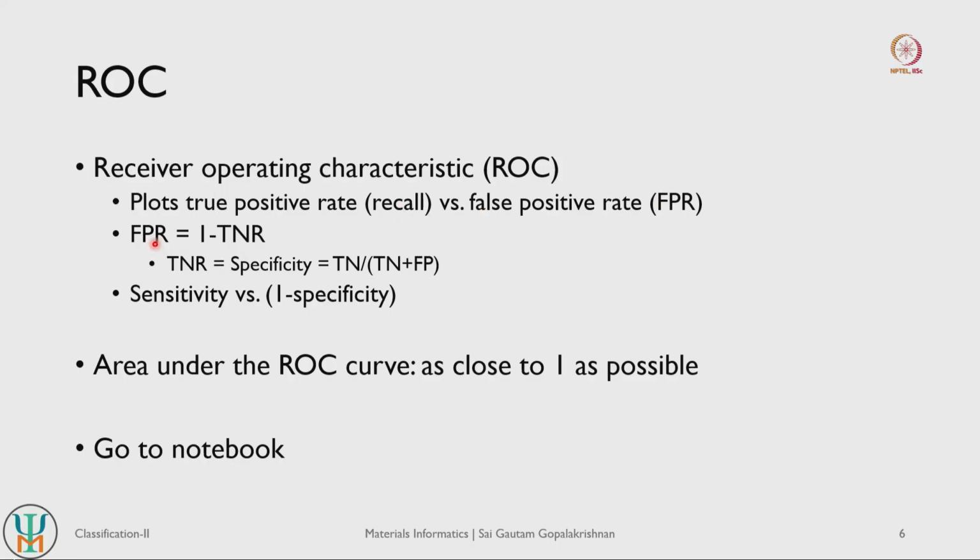So what is false positive rate? It is 1 minus specificity. Specificity is also referred to as true negative rate, so how many true negative predictions does your model actually make? If you subtract your true negative rate from 1, you basically get your false positive rate. So in other words, you can think of this as plotting your sensitivity versus 1 minus specificity. But the important metric is this.